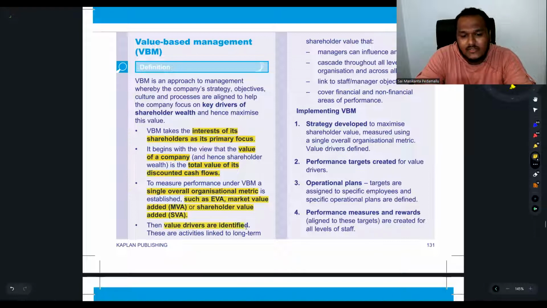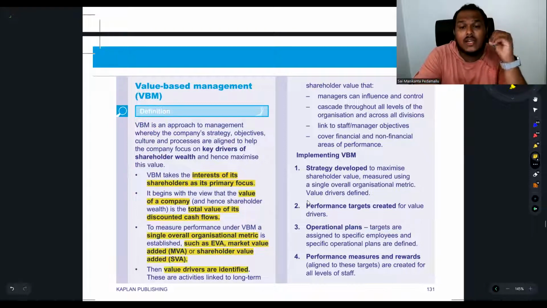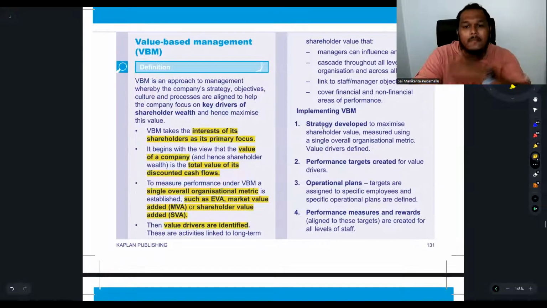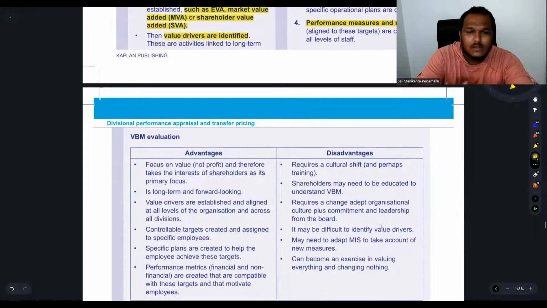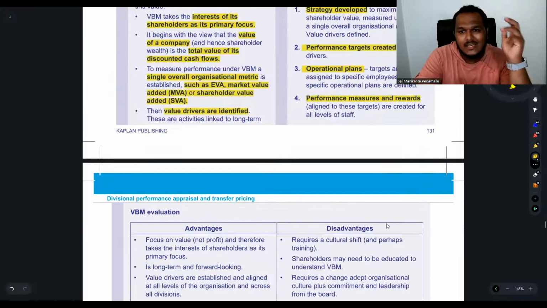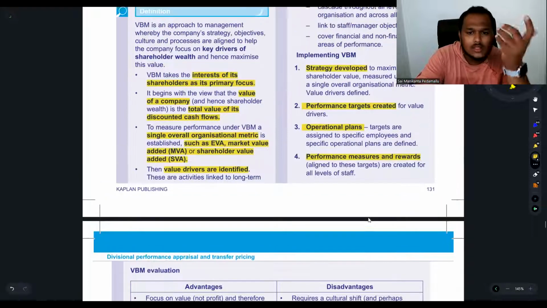Value drivers are identified. Instead of cost drivers in ABC, we calculate value drivers. What activities drive the value of the shareholders? What can I do to increase the value of the shareholders? So the implementation of VBM follows regular steps. The same steps will be there. What are those? First, develop a strategy. Then set targets for that strategy. Set some operational plans, how to implement it. There should be performance measures and proper rewards for that. Done. Design, implement, monitor, review, and reward. Nothing more is there in this.